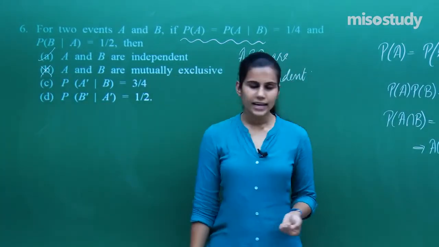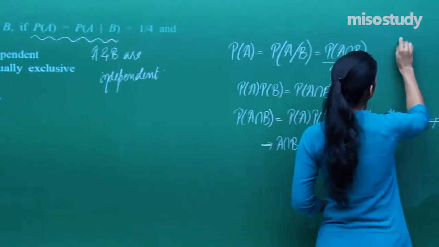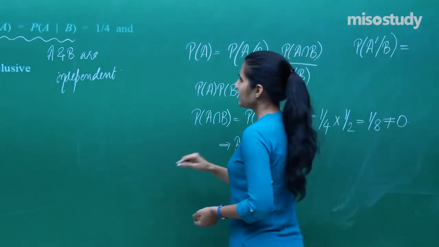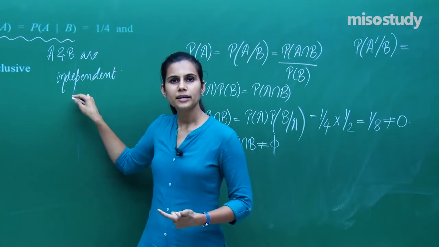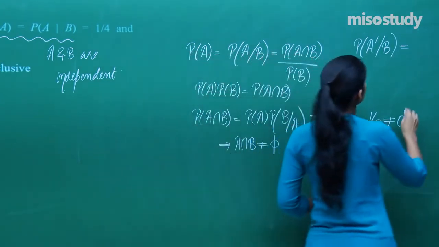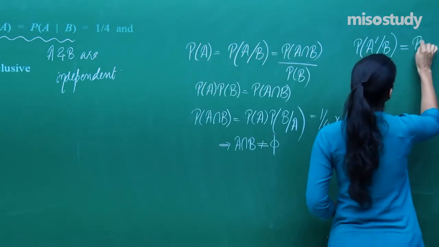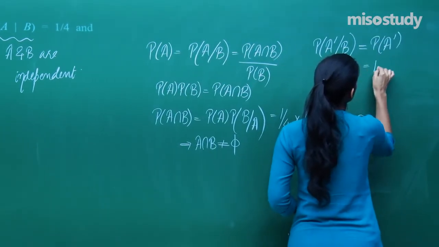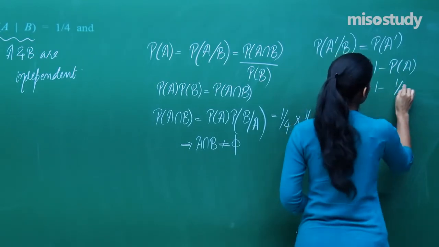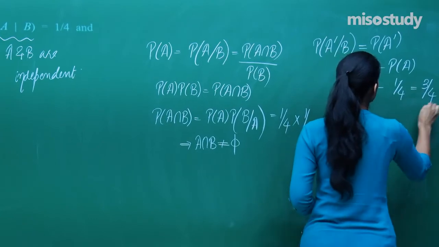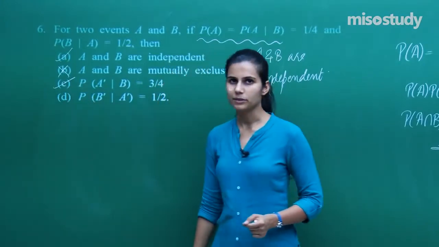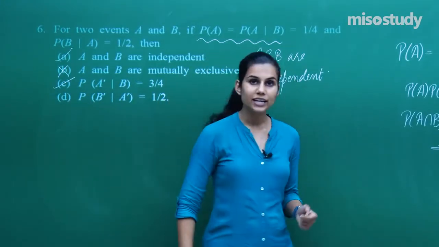What is the probability of A dash by B? Now you know, if A and B are independent, A dash and B are independent, B dash and A are independent, A dash and B dash are independent. So if A dash and B are independent, happening of B is not going to affect the probability of A dash. So this will be 1 minus probability of A, which is 1 minus 1 by 4, which is 3 by 4. So probability of happening of A dash when B has already happened is going to be 3 by 4.